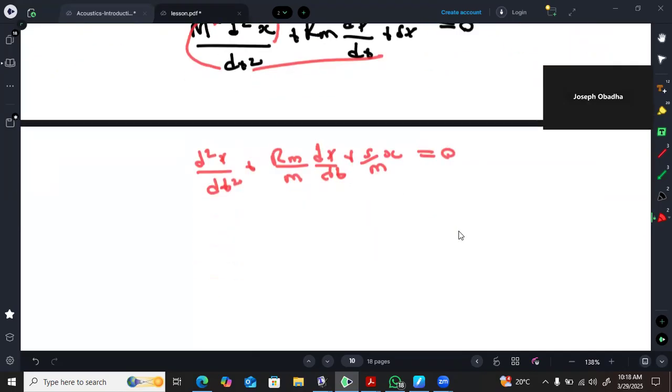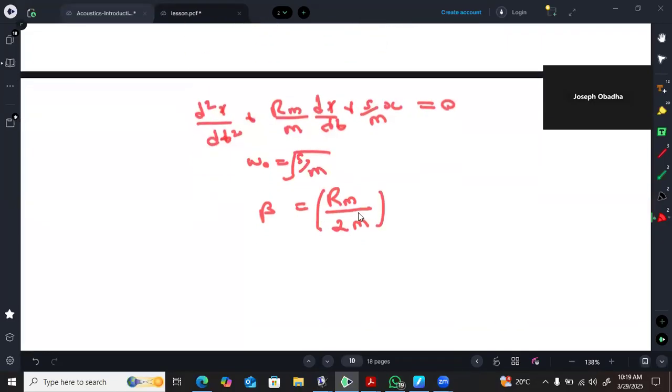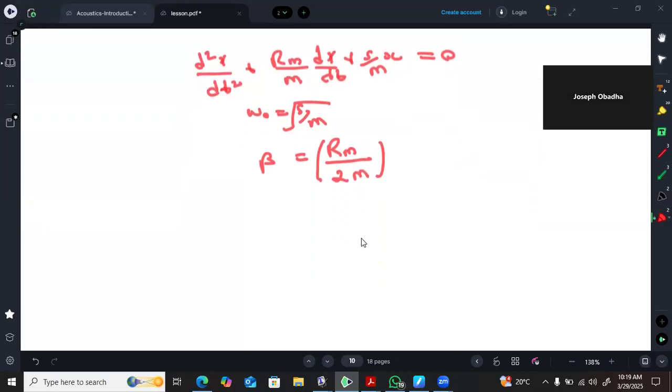I can still use the same notation we had used. Omega naught is still equal to square root of s over m. But I want to bring another variable called beta, which we are going to see its meaning, and denoted by Rm over 2m. So that I can now rewrite this equation having beta and omega naught.